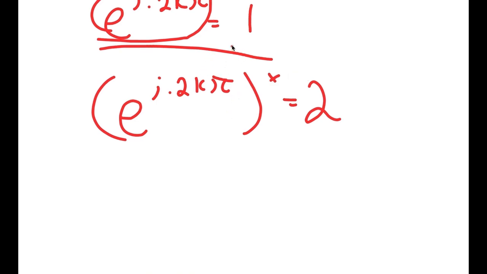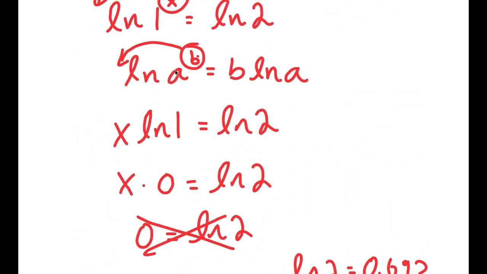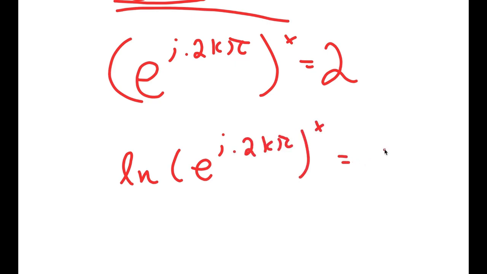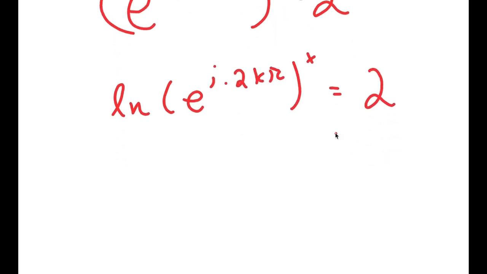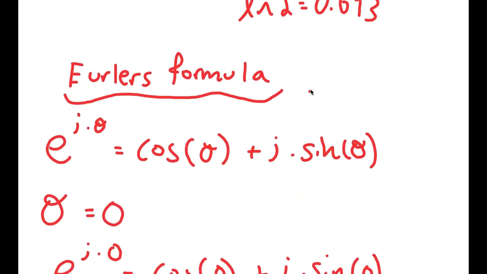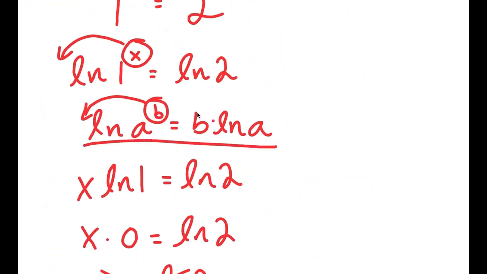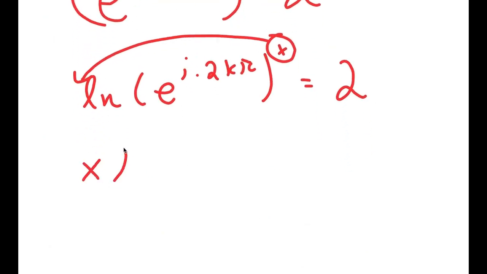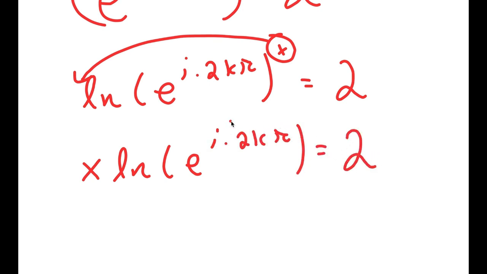So what I'm going to do is the same thing I did the first time. I'm going to take the ln, or natural log, on both sides. So now I get ln of e to the power of i times 2k pi to the power of x is equal to ln 2. Now, if I have something in the form ln a to the power of b, this is equal to b times ln a. So I can move x to the front, and this is going to equal x times ln of e to the power of i times 2k pi, which is equal to, sorry, ln of 2.